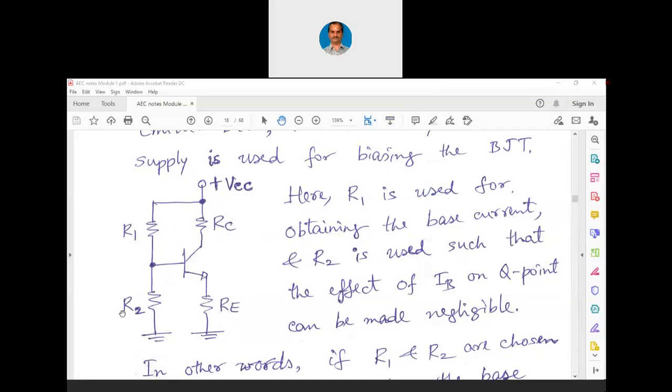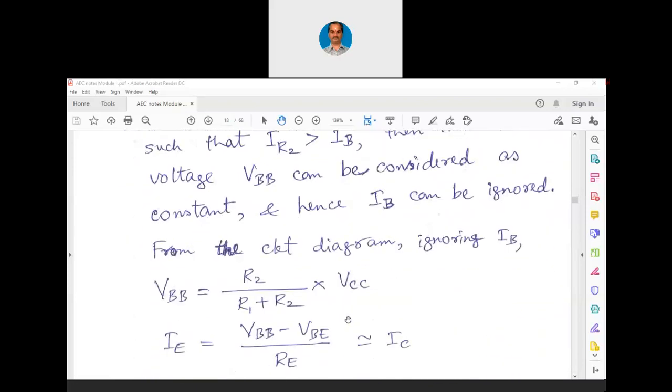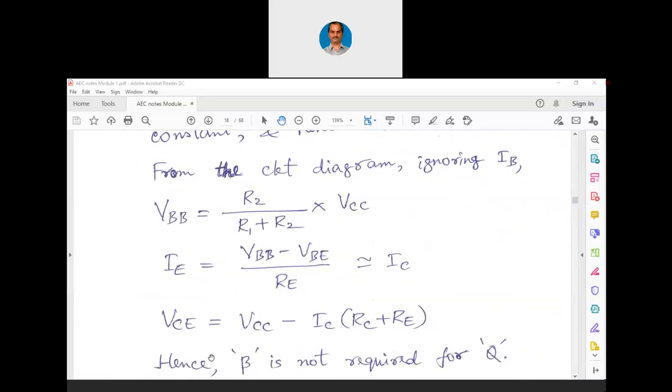Only the input circuit has changed. So the output equation for the emitter bias remains the same. So that way we can write IE equals VBB minus VBE divided by RE, approximately equal to IC. So VCE equals VCC minus IC into RC plus RE. Here also beta is not required for finding out the Q or quiescent point.